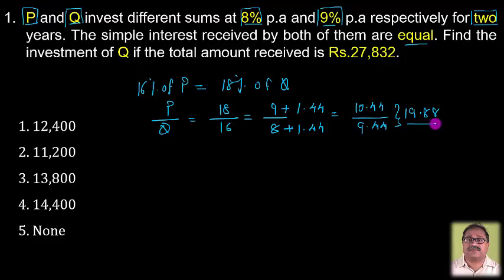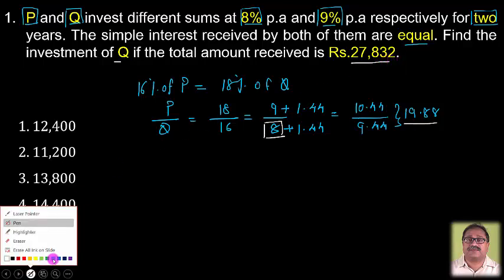Now, if 19.88 is the total amount, then the principal of Q is 8. I repeat this again. If a total amount is 19.88, then the principal of Q is 8. What I need to find out? Find out the investment of Q. If the total amount received is 27,832, so let's put them into the equation.